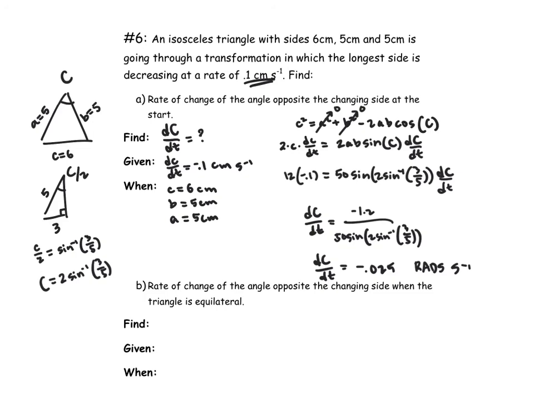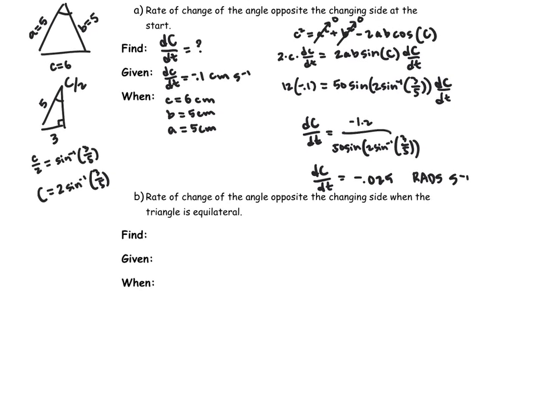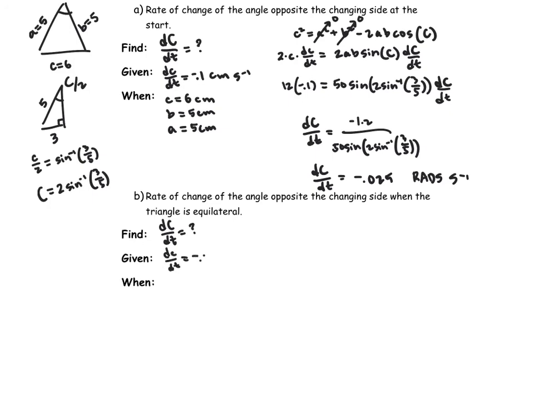Okay, let's look at part B and see how this is slightly different. Part B states for us that the rate of change of the angle opposite the changing side, so same scenario, except when the triangle is equilateral. So I'm still looking for dC/dt of the angle when dC/dt for the side is negative 0.1 per second. Okay, when the triangle is equilateral, just meaning that A is equal to B is equal to C is equal to 5.